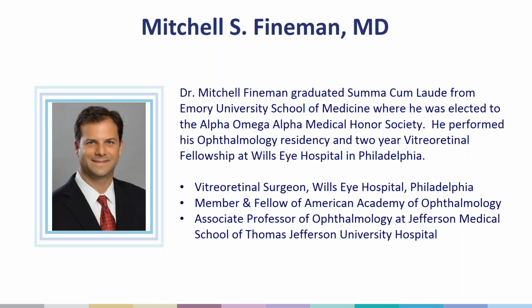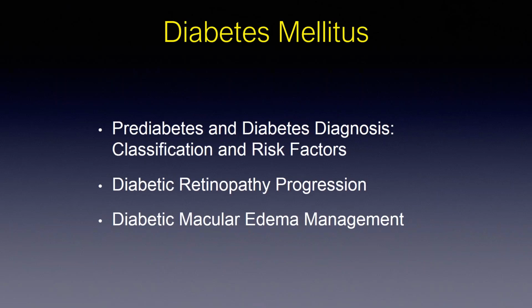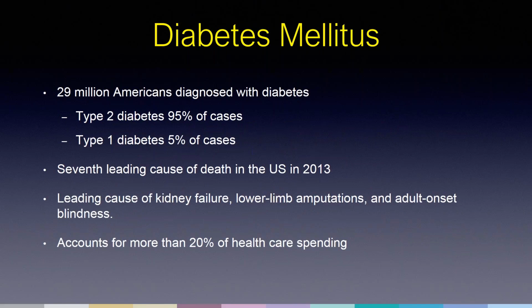Thank you, Tim. It's a pleasure to be here this evening. I'm going to be speaking about diabetes mellitus, a condition we all know very well from the office. I'm going to break it down into discussing how the diagnosis is made, how it's classified, and the risk factors for diabetes. And then for those who have diabetes, diabetic retinopathy progression and how it can be slowed or halted. And then finally, for those who have diabetic macular edema as a manifestation of their diabetic retinopathy, how that can be managed better. Why is this important?